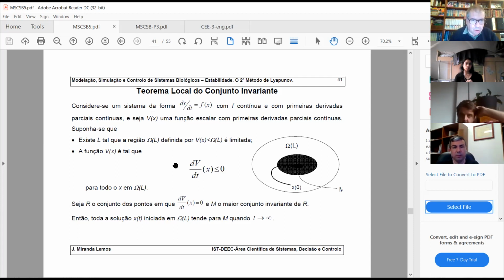Now, suppose that you come to the conclusion that your dV/dt is smaller or equal to 0. Can you say something more? And this something more is the invariant set theorem. Now, let's see if we can have some intuition about this theorem.